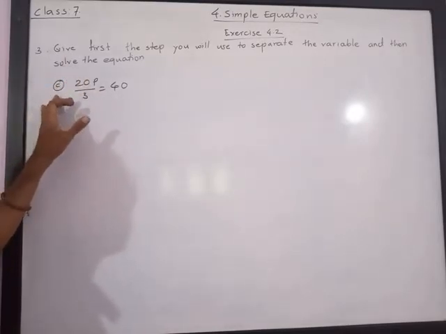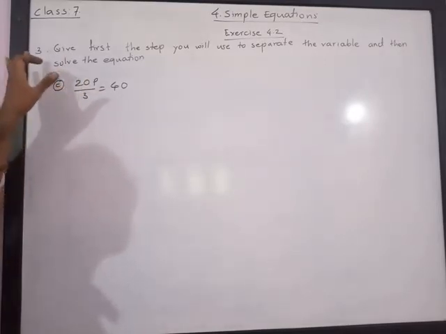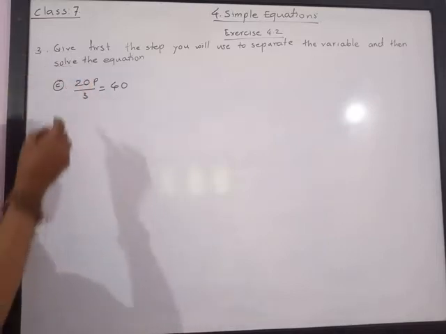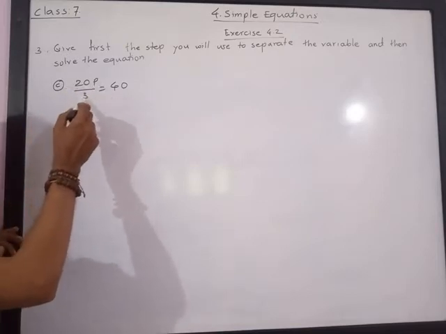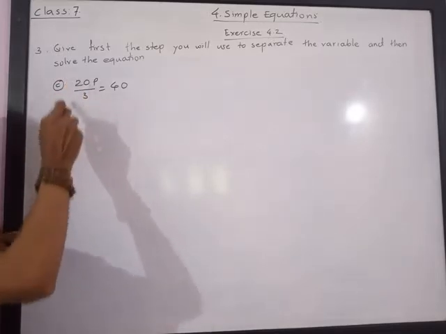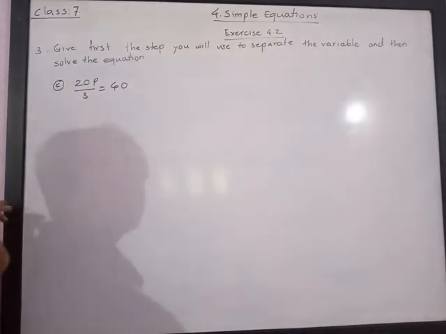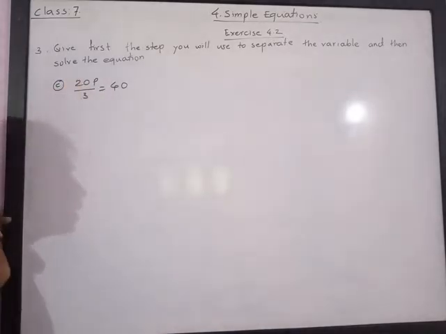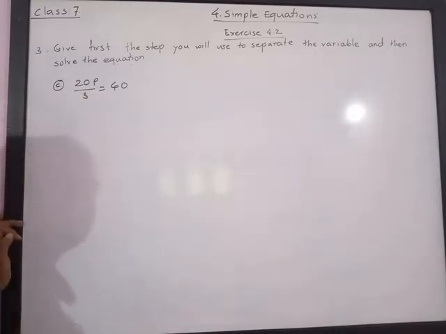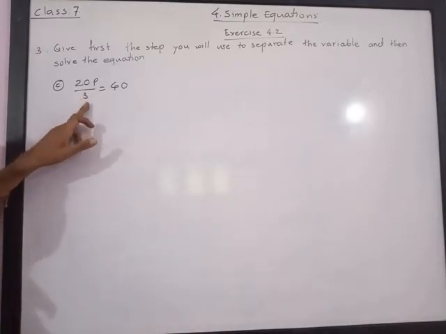Next, third sub question from the third question is 20p upon 3 is equal to 40. Now here please note 20 is multiplied to p and 3 is dividing p. So here multiplication and division are opposite operations. Any one of the operations can be done first, but we will do the division operation. We will eliminate the downside 3. In order to eliminate 3, here 3 is dividing, so we multiply the equation by 3.